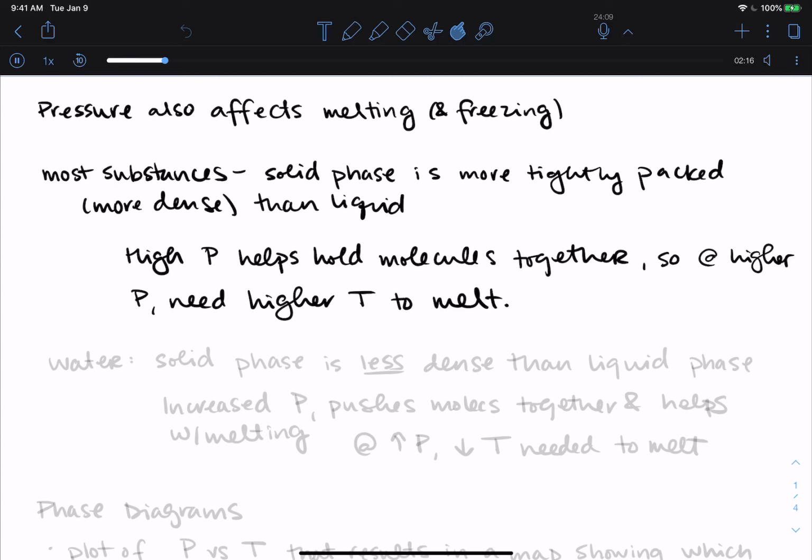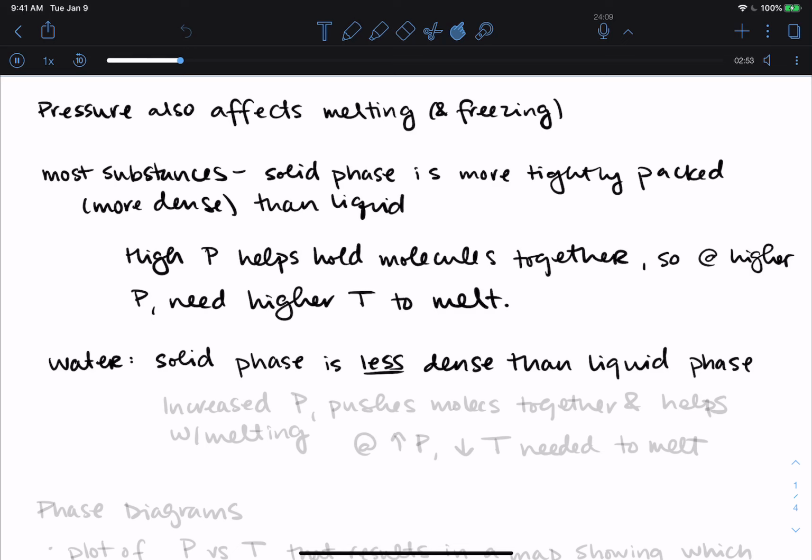Unlike most substances, in water, which we have brought up already, and this is something that you know from just observation, the solid phase is less dense than the liquid phase. This is why ice floats. This is how fish survive in frozen over lakes in the winter, because all of the ice forms on the top so they can still be in the water underneath.